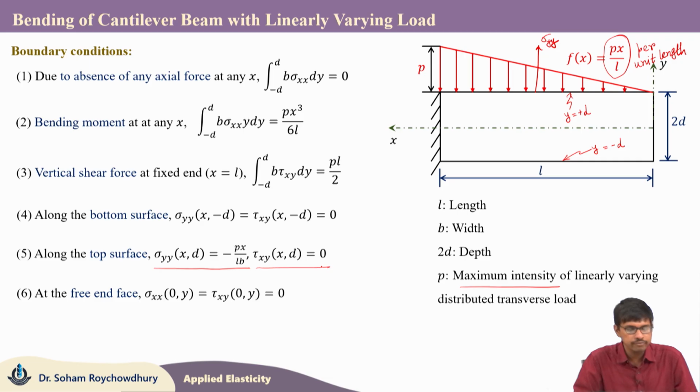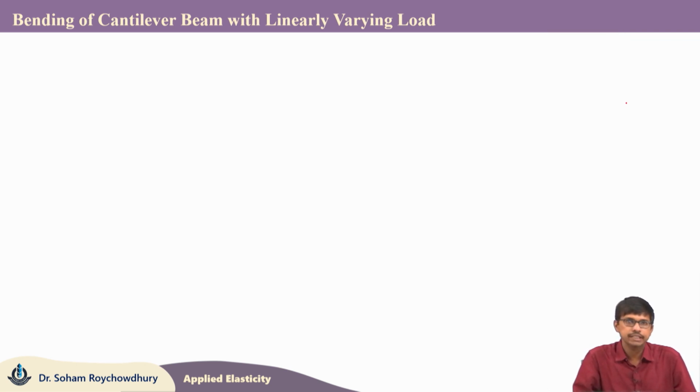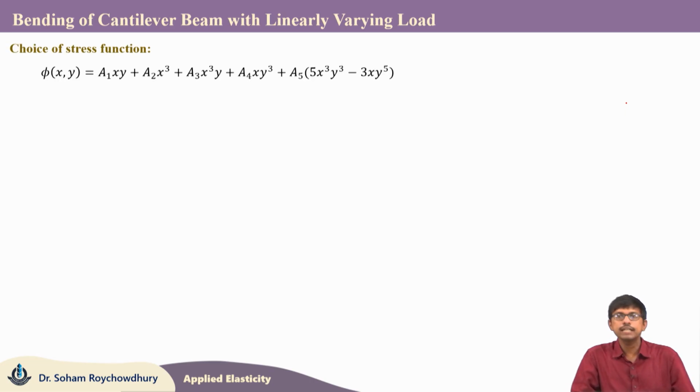Now, coming to the free end face, the right hand side face, that is defined by x equals 0. Sigma x x, the normal stress on the right hand side free edge, is 0. Tau x y, the shear traction on the right hand side face, is 0 because that is free of any kind of external tractions. So, these are the 6 boundary conditions which our solution should satisfy. Now, the choice of stress function here is something like this.